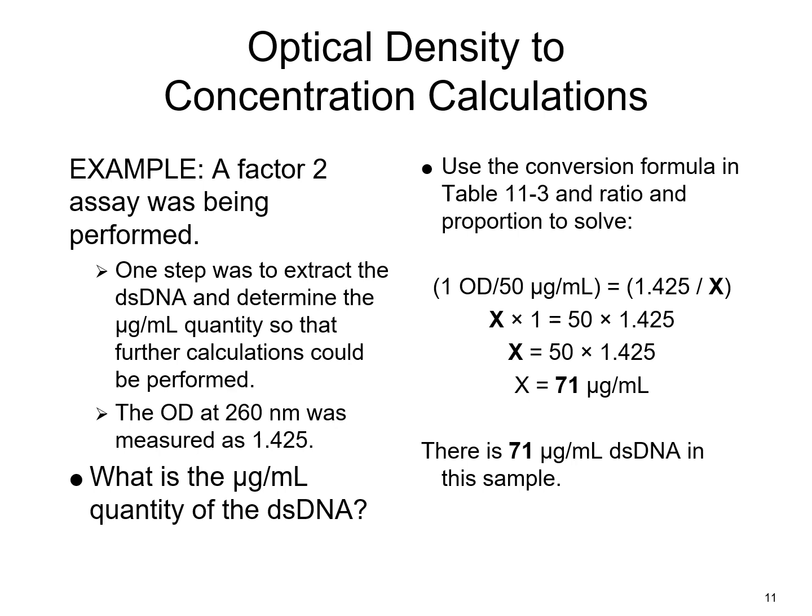So let's go over an example of how we will apply that in the molecular laboratory. In this example, a factor II assay has been performed. One step was to extract the double-stranded DNA and determine the micrograms per ml quantity so that further calculations can be performed. The optical density at 260 nanometers was measured, and we had a value of 1.425. We want to know what the micrograms per ml quantity of that double-stranded DNA is in that sample.